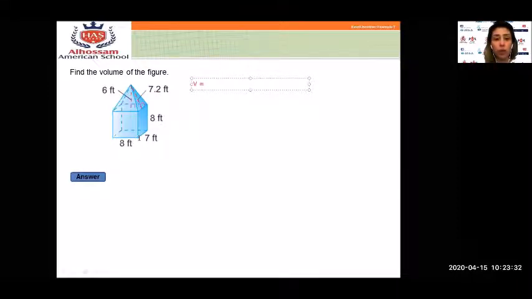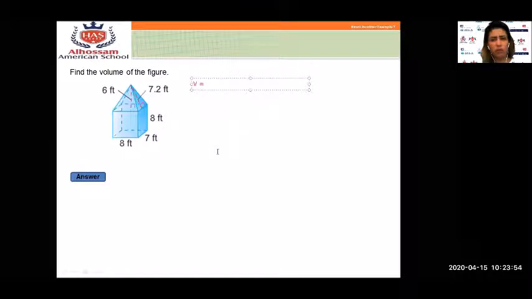The square has equal sides. Here you don't have equal sides, right? Here it is 8 feet and this is 7 feet. So it's not a cube, it's not a square prism. It's a rectangular prism. Okay? So what is the volume?